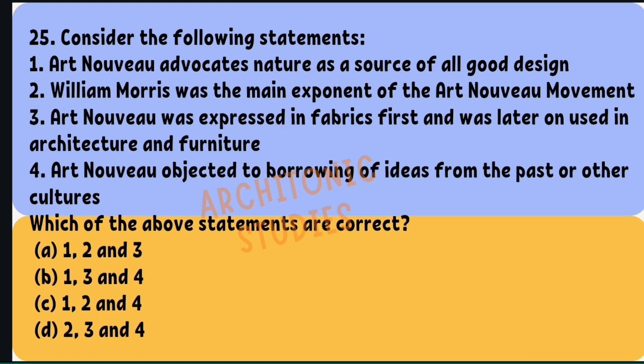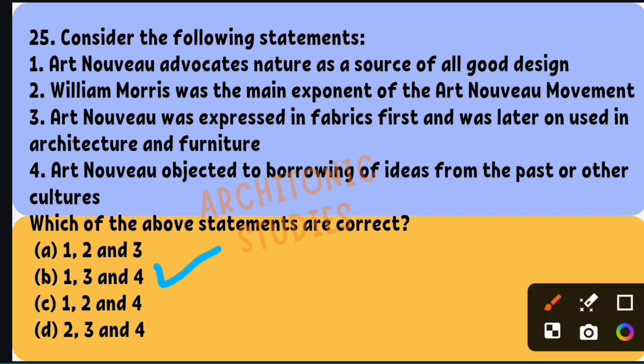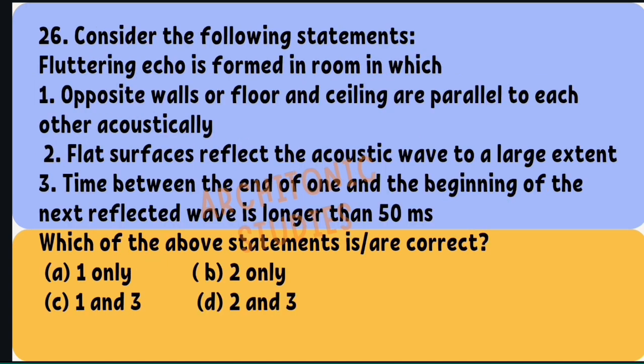Next question. Consider the following statements. 1. Art Nouveau advocated nature as a source of all good design. 2. William Morris was the main exponent of the Art Nouveau movement. 3. Art Nouveau was expressed in fabric first and was later used in architecture and furniture. 4. Art Nouveau objected to borrowing of ideas from the past or other cultures. Which of the above statements are correct? 1, 2 and 3; 1, 3 and 4; 1, 2 and 4; 2, 3 and 4. And the answer is B, 1, 3 and 4. Move on to the next question.